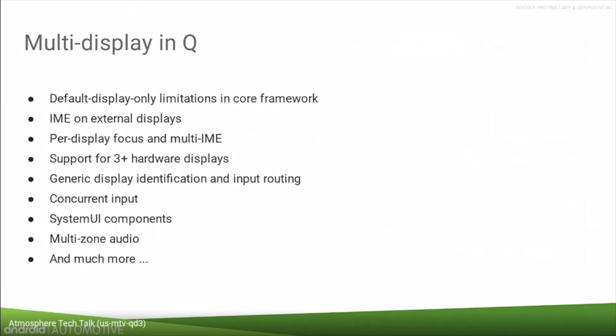In Q, we covered almost 200 different feature requests and bugs, and we fixed a great number of limitations and assumptions of a single display that were baked into the system since its beginning. We improved software keyboard experience a lot. We added support for concurrent user input. We added support for more than 2 physical displays and ability to statically identify screens and much more.